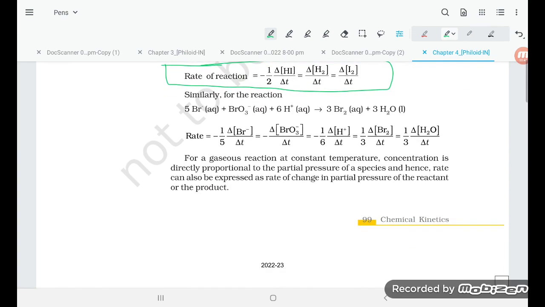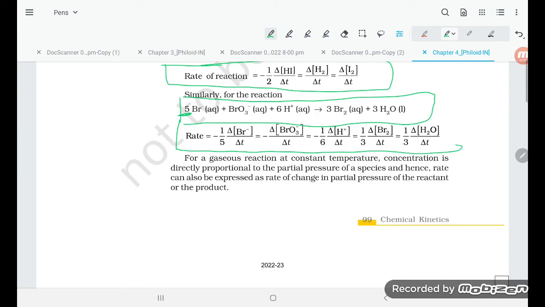Similarly, for example, here is 5Br minus plus BrO3 minus plus 6H plus going to 3Br2 plus 3H2O. Now you can see the rate. With coefficient 5, it is minus 1 by 5 d[Br minus] upon dt, then minus d[BrO3 minus] upon dt, equal to minus 1 by 6 d[H plus] by dt, equal to plus 1 by 3 d[Br2] upon dt, and 1 by 3 this one.